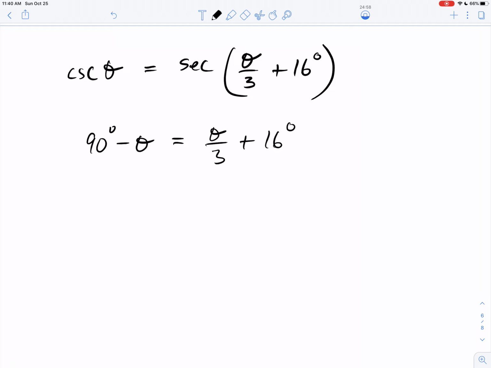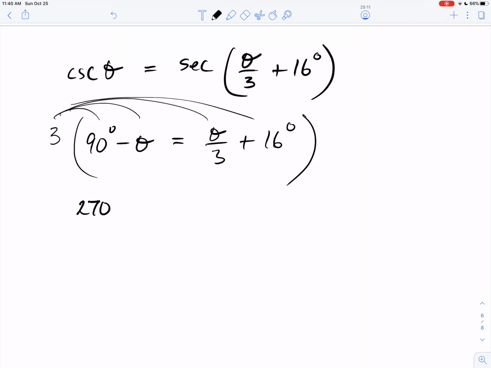And then I'm going to say, hey, I have an equation with a fraction in it. I don't like fractions. I'm going to multiply everything by 30. I am going to bust this fraction. And if I do that, I got 270 minus 3 theta equals, well, over here the 3's would cancel. I'd be left with theta plus, don't forget to work all the way through, 16 times 3 is 48. Let's finish this guy. I got to get theta on one side, so I have 4 thetas.